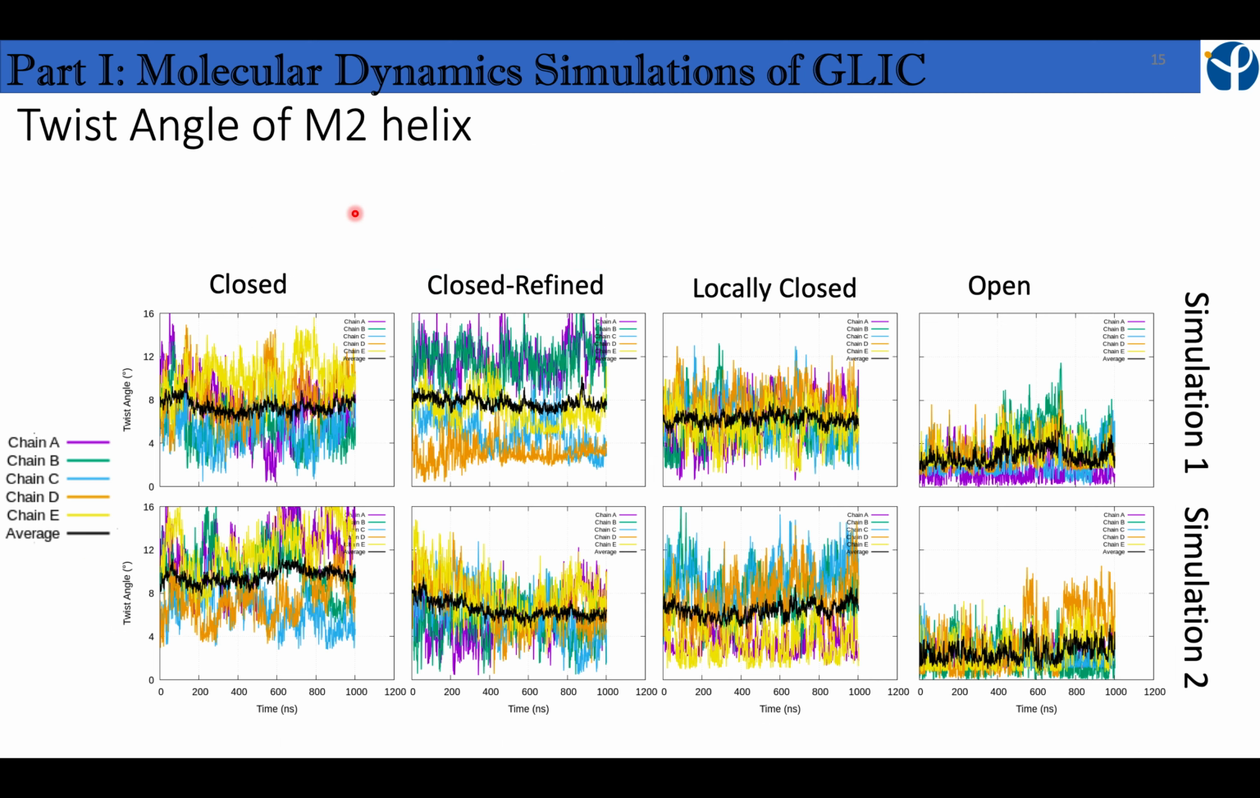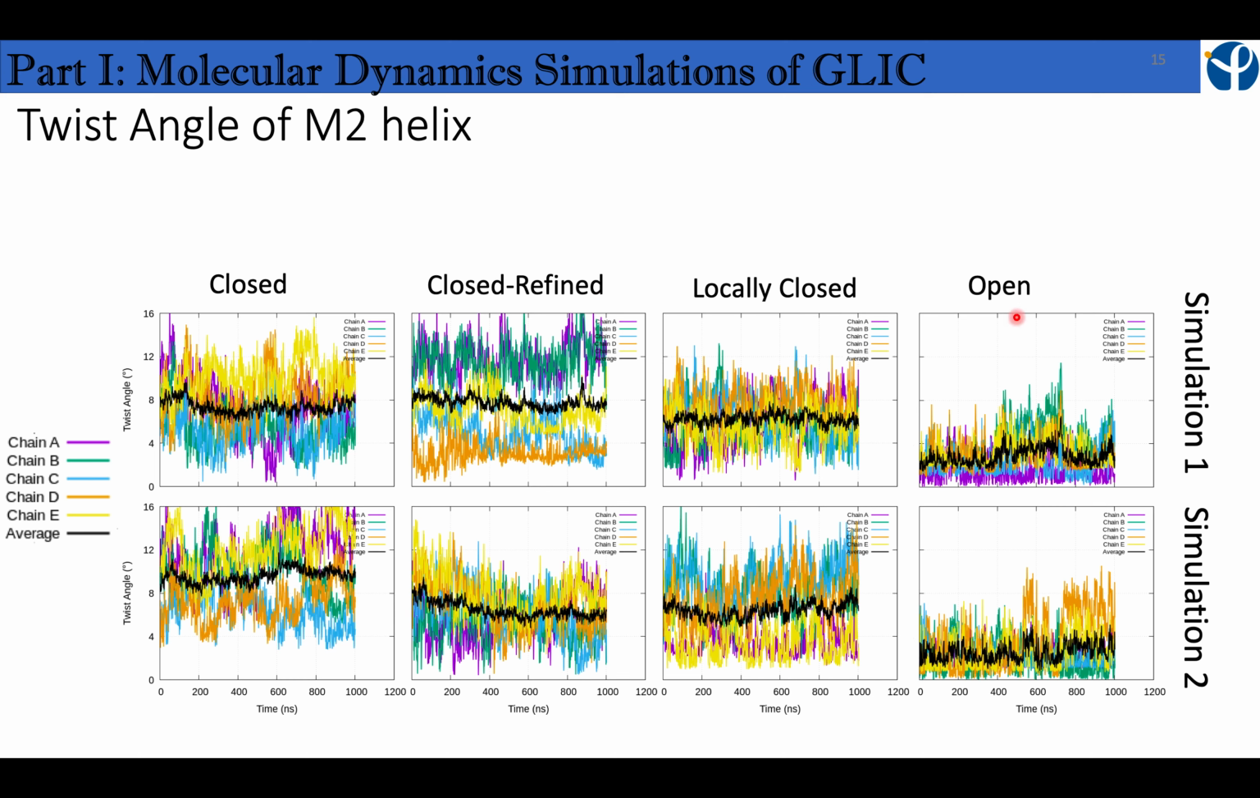As I said in one of the introductory slides on the structure, there are two parameters of M2 helix that one can use to characterize or to differentiate basically open and closed states. One of them is tilt angle and the other one is twist angle. Unfortunately, in our simulations, tilt angle was not showing any significant difference, but twist angle is showing us something.